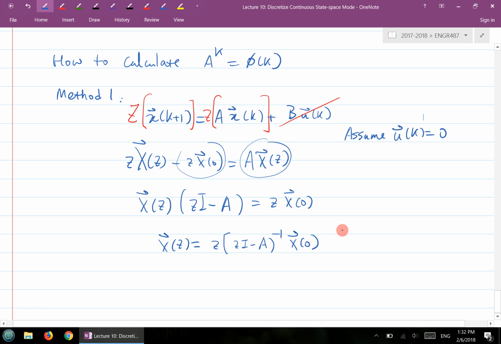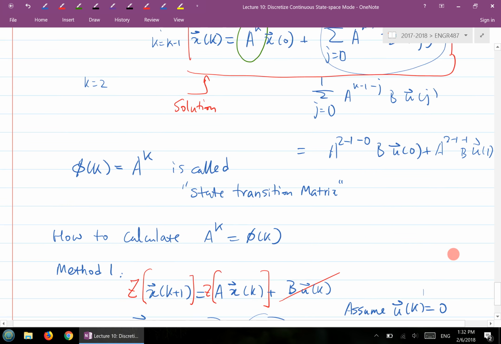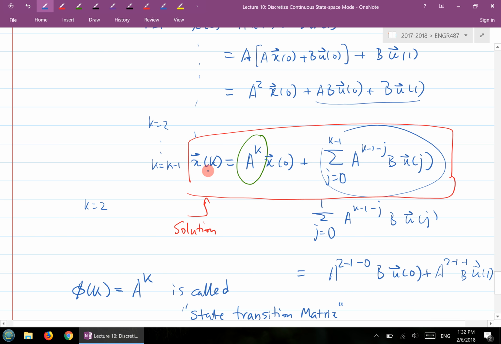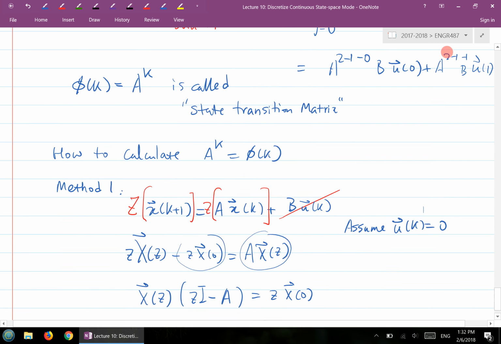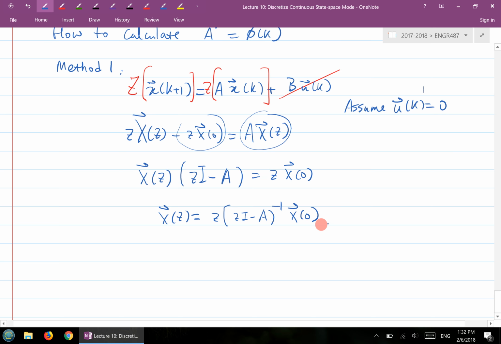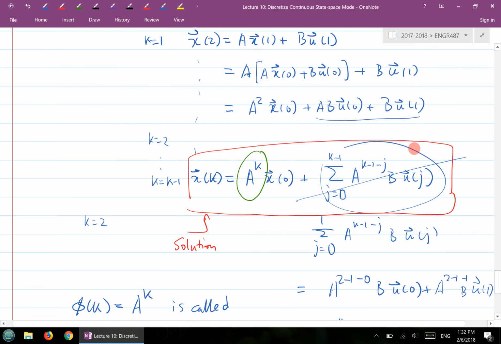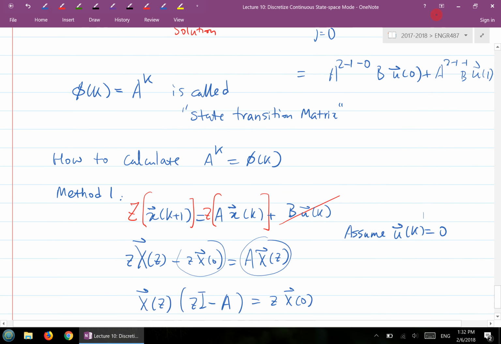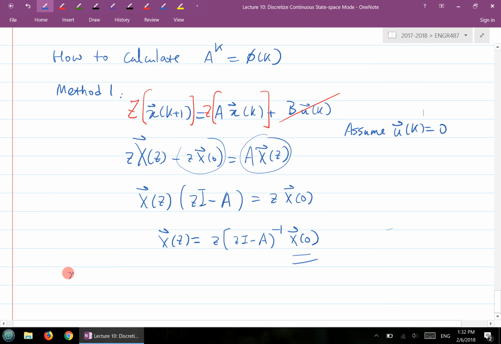Now why I'm doing this is because if you look at the solution from the previous steps, here's a solution for X of k: A to the power k times X of 0. If u is 0, then this whole term is gone, and here is the solution for X of Z when u is 0. So both of them have the same initial condition, and this X of Z is basically the inverse Z transform that gives you the X of k.